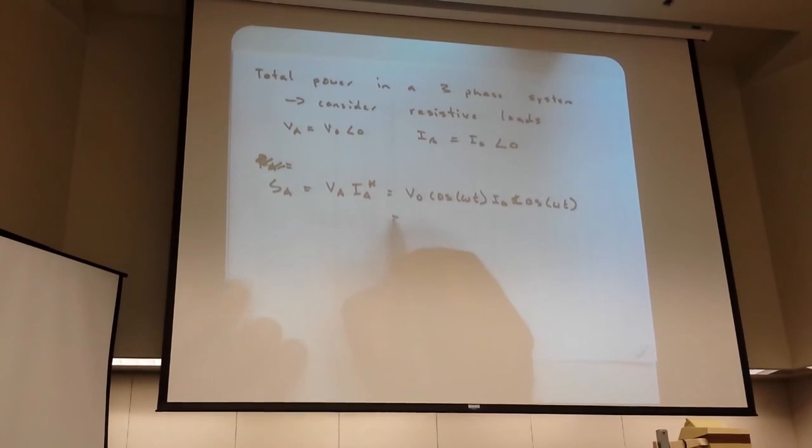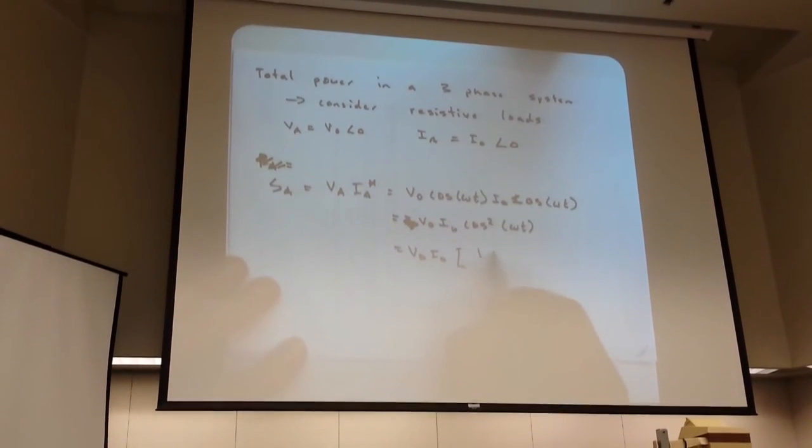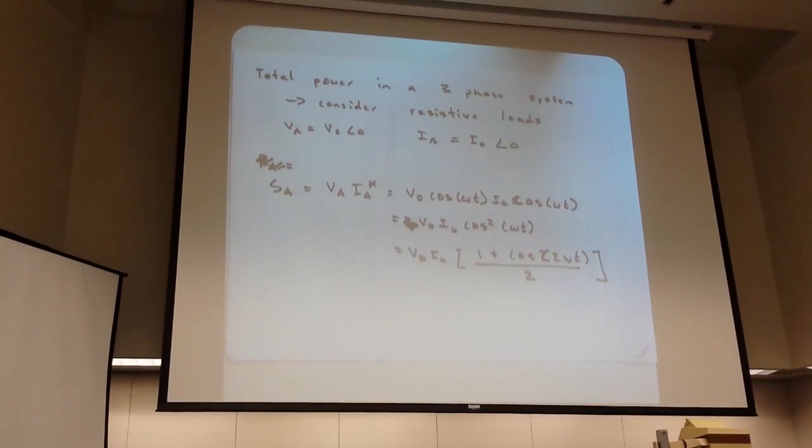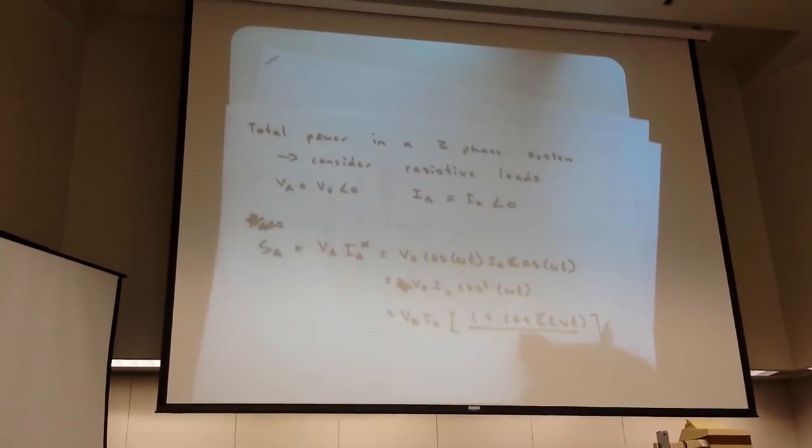Then we can write this out as 3 V naught. I don't know where the 3 came from. Thinking way, way ahead. Cosine squared omega t, which is V naught I naught, 1 plus cosine 2 omega t, over 2. Right? No problem. Trigonometry is always fun.